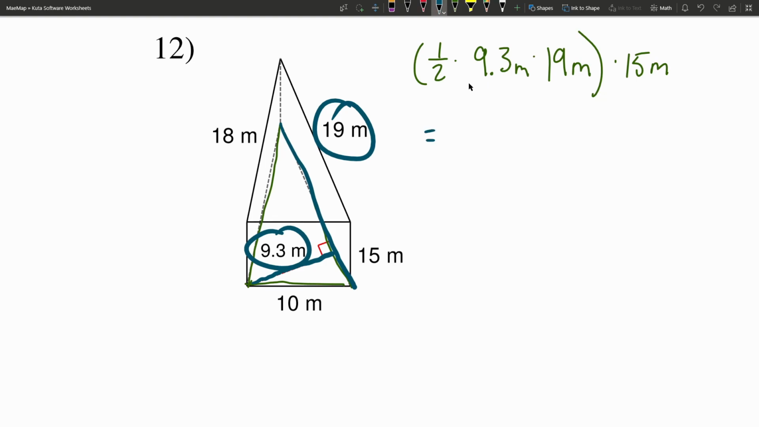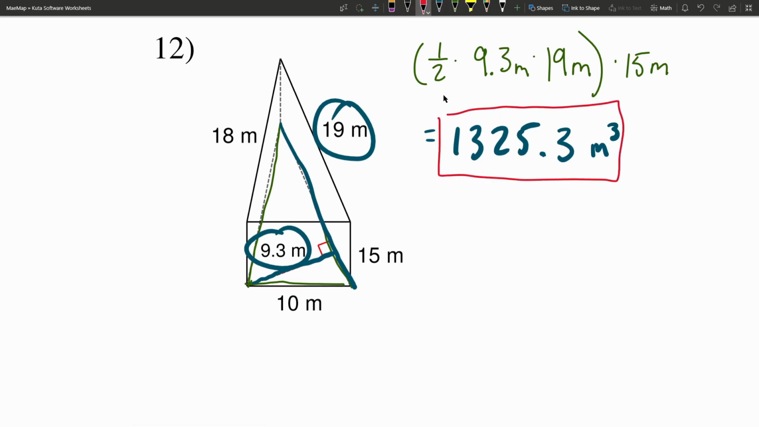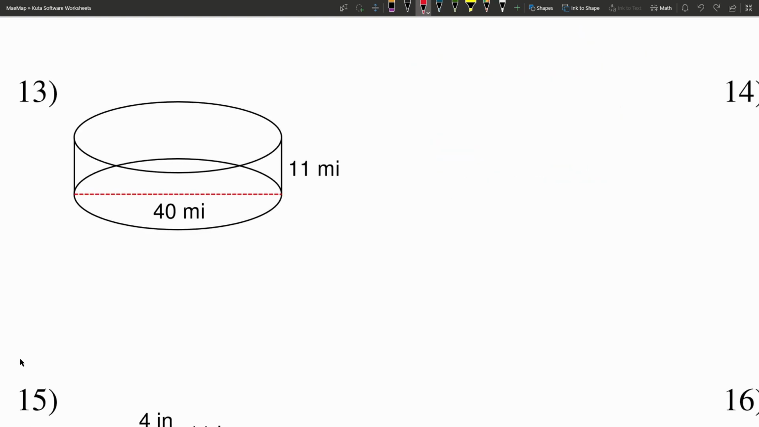1/2 times 9.3 times 19 times 15, entering that all into a calculator just to make the math a little bit easier, we're going to get the volume of this prism as 1,325.25, but rounded to the nearest tenth, that's rounding up to 0.3, and this is meters cubed, remembering our units. Again, all I did here was multiply out each of my numbers and cube my label, making sure to round to that nearest tenth.